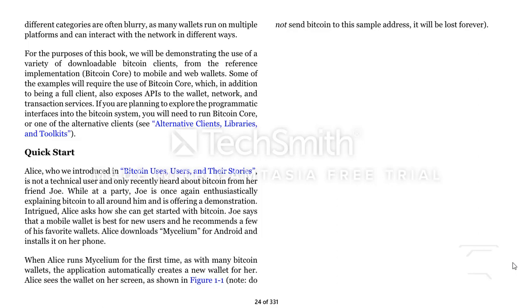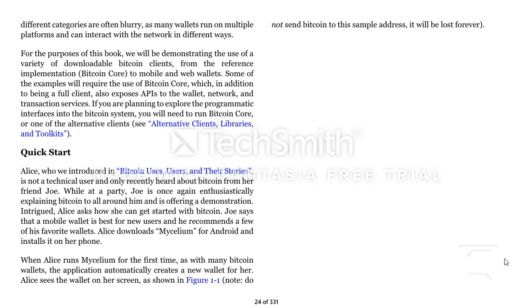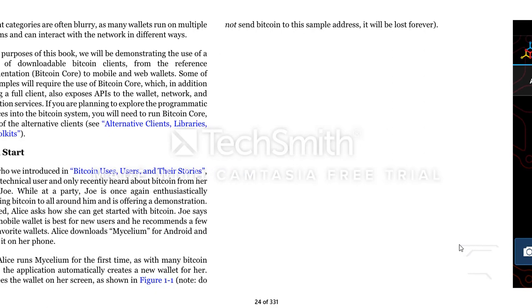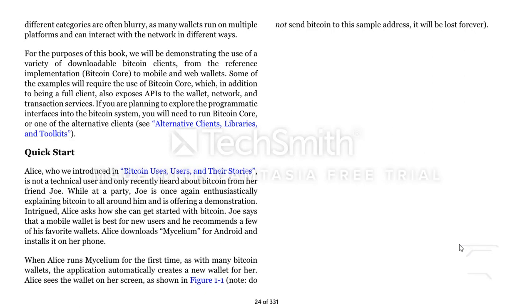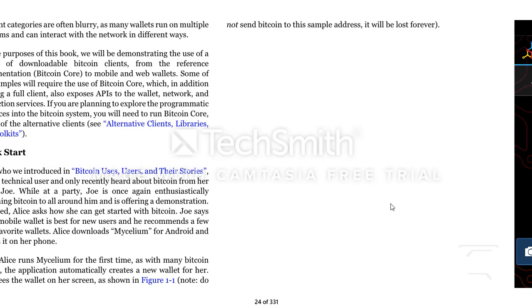Quickstart. Alice, who we introduced in Bitcoin users, and their stories, is not a technical user and only recently heard about Bitcoin from her friend Joe. While at a party, Joe is once again enthusiastically explaining Bitcoin to all around him and is offering a demonstration. Intrigued, Alice asks how she can get started with Bitcoin. Joe says that a mobile wallet is best for new users and he recommends a few of his favorite wallets. Alice downloads Mycelium for Android and installs it on her phone.